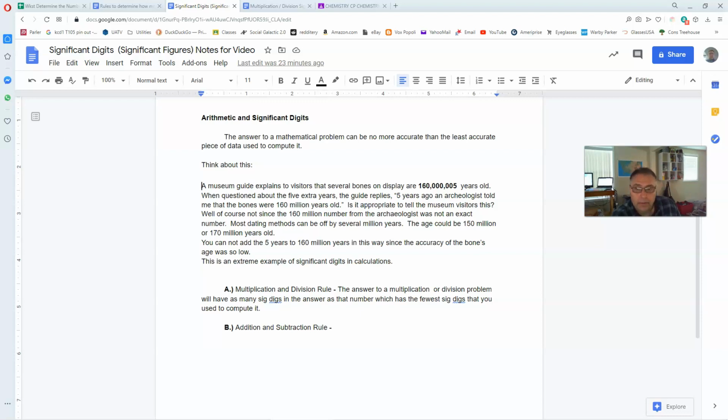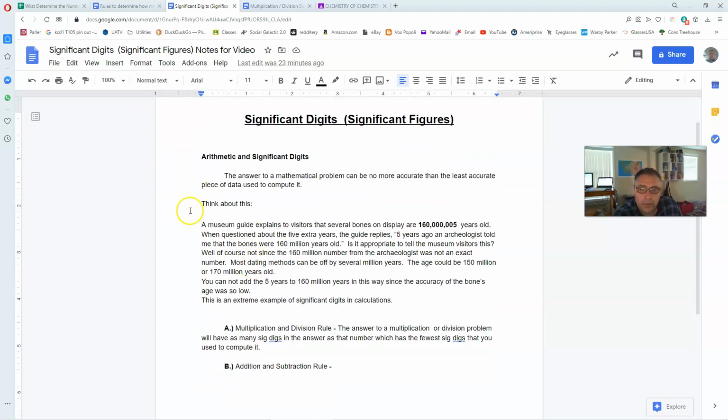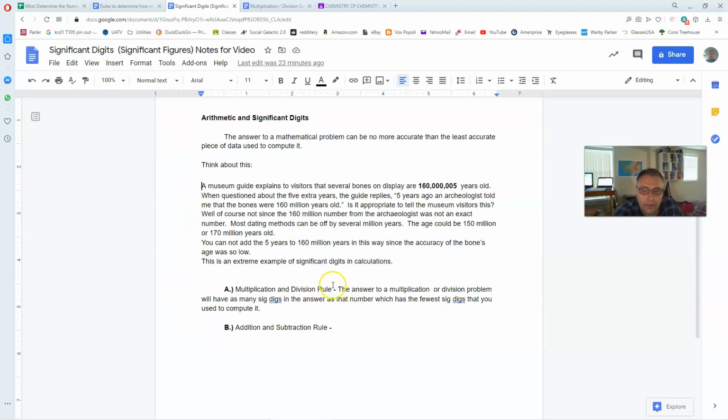Okay? Now, as it turns out, when we do arithmetic with significant digits, our rules are broken down into 2 categories. And we're going to deal with the first, which is how we report our answer when we're doing multiplication and division. We'll get to the addition and subtraction rules soon enough, but let's just stick with multiplication and division. The rule here is that the answer to a multiplication or division problem will have as many sig digs as the number with the fewest sig digs that you used to compute it.